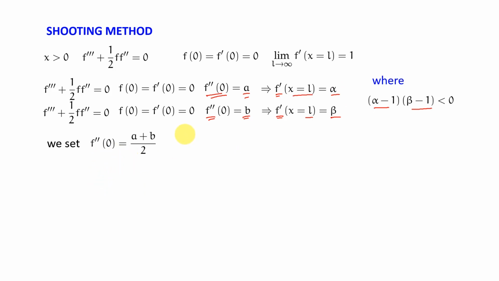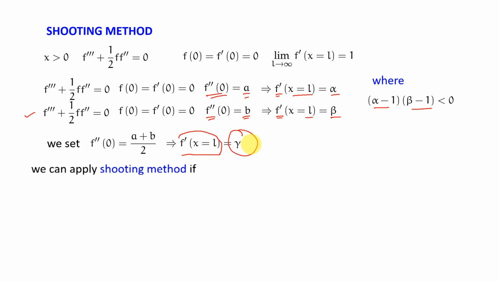With this, once again, we solve this equation with the other initial conditions as given, and we get f prime at x equals L equals gamma, another value. Now we will replace either alpha or beta by this gamma, and to do that we'll see whether this gamma is greater than 1 or less than 1. If this gamma falls within alpha and beta, then only we can move ahead, otherwise we can't do anything.